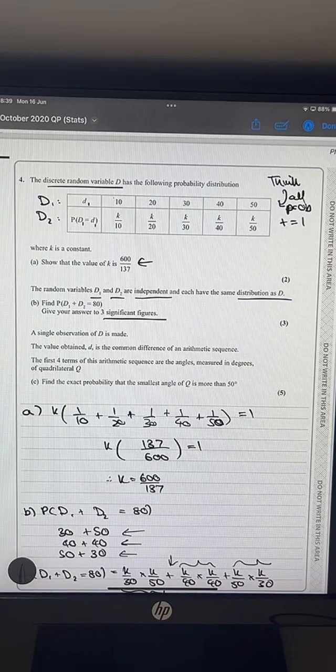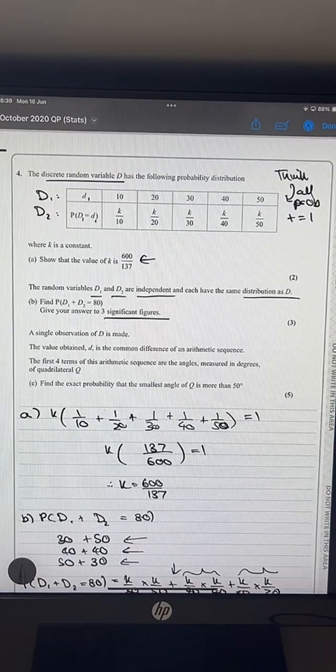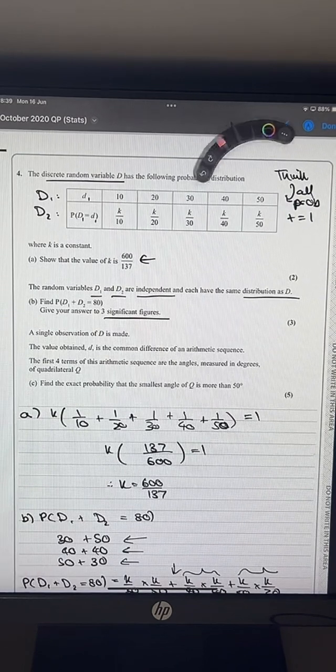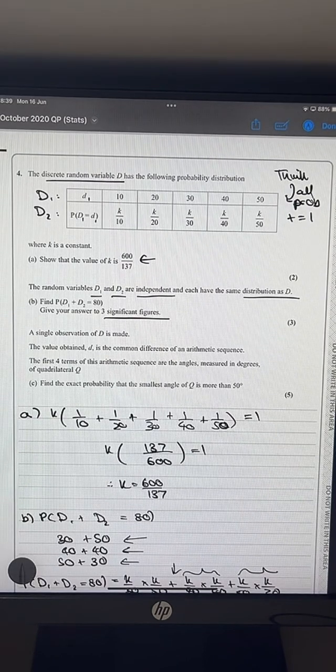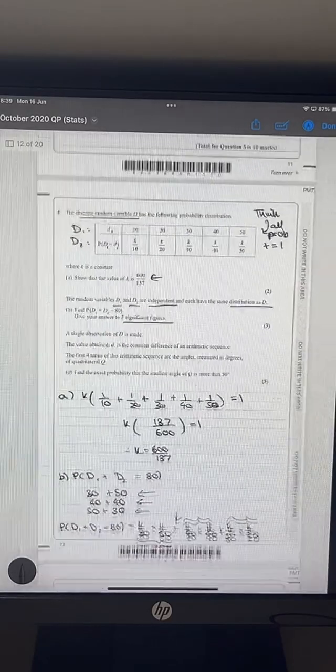So if I select 10 for D1, I need a 70 from D2. Well, D2 doesn't have a 70, so that doesn't work. If I get a 20 for D1, I need a 60 for D2. Well, I don't have that, so that doesn't work. If I select D1 as 30, I need D2 as 50. Well, D2 as 50 exists over there, right? So 30 plus 50 gives 80. So that's one way of getting D1 plus D2 equals 80. Then I could do D1 and D2 as 40, and D1 as 50 and D2 as 30, because remember, different ways around are also different methods.